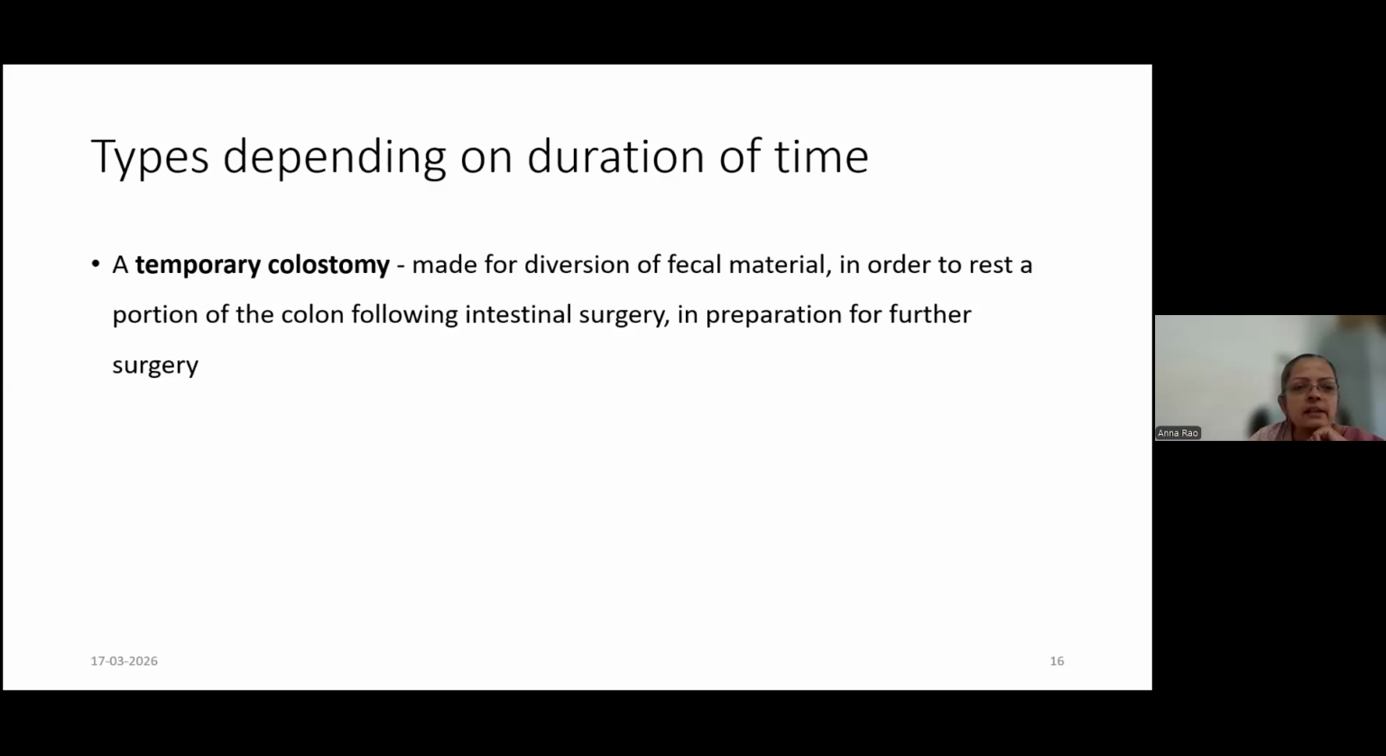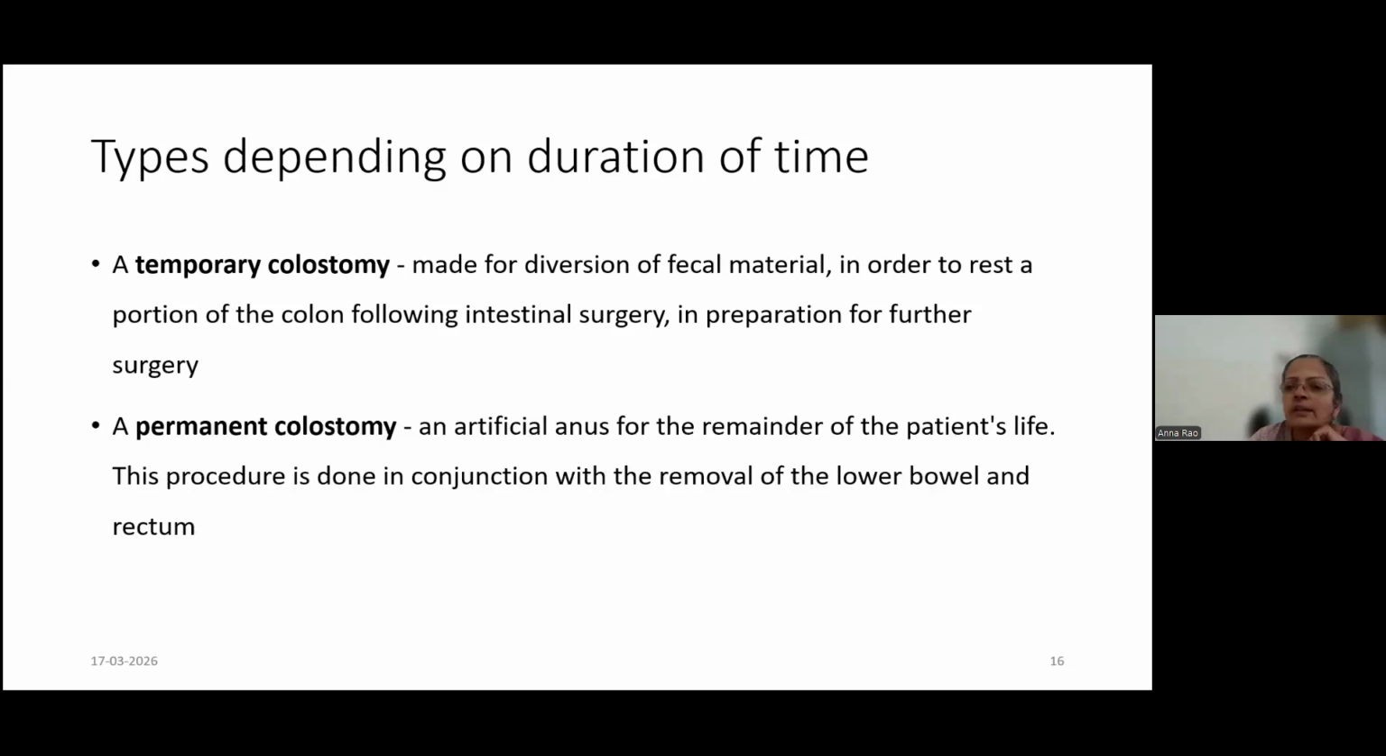And permanent colostomy will remain till the patient dies, right? So both are different. Sometimes temporary may become permanent also. So that also needs to be taken care of. Okay. Then depending on the site of the incision.